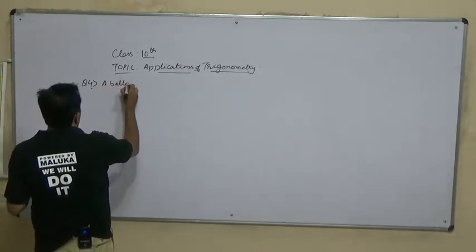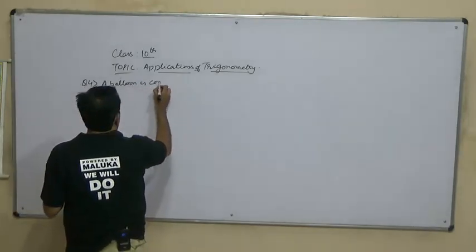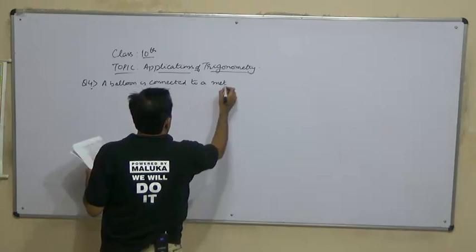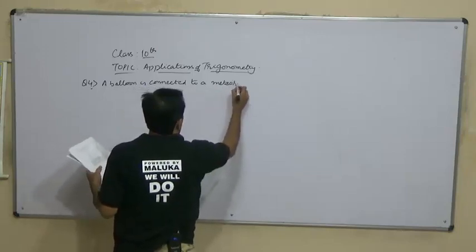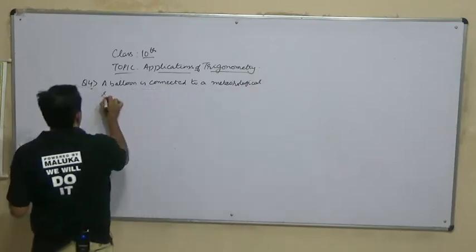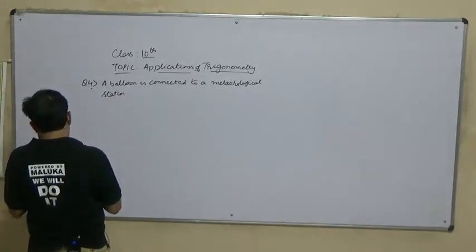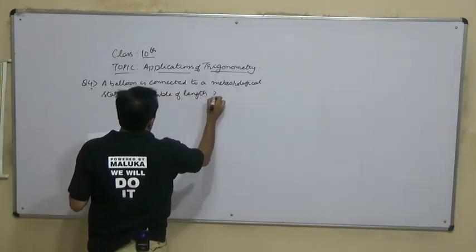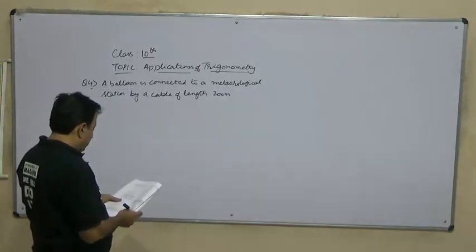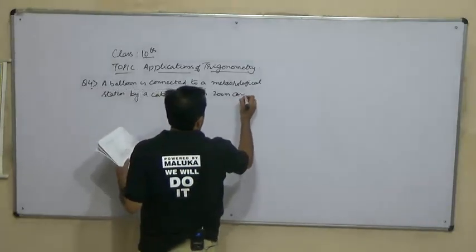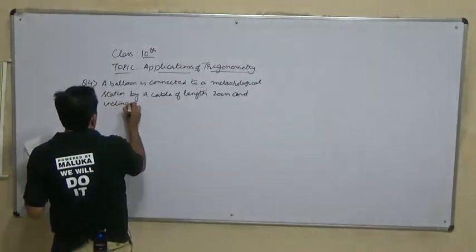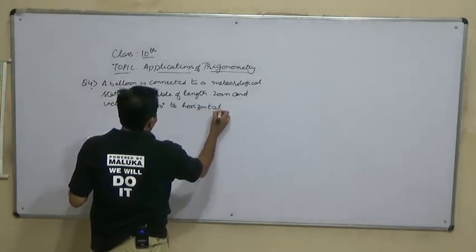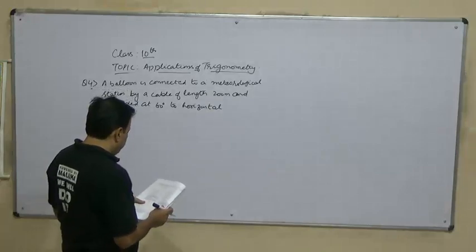A balloon is connected to a meteorological station by a cable of length 200 meter, inclined at 60 degree to the horizontal. Find the height of the balloon from ground.